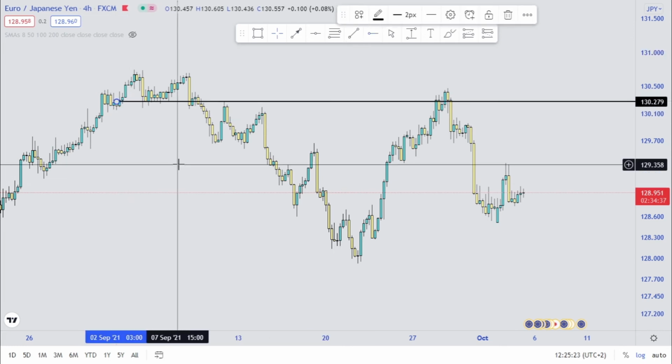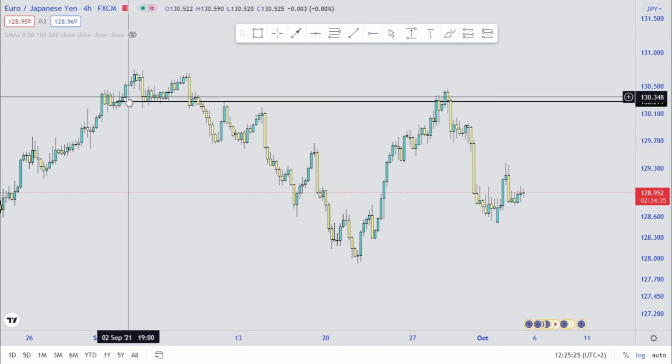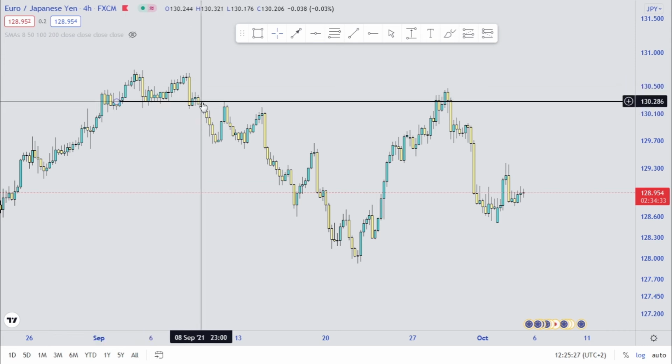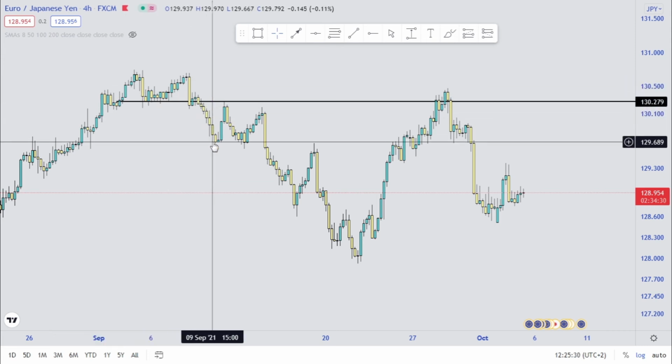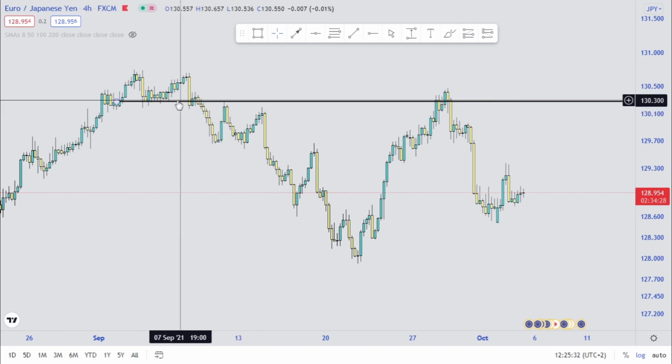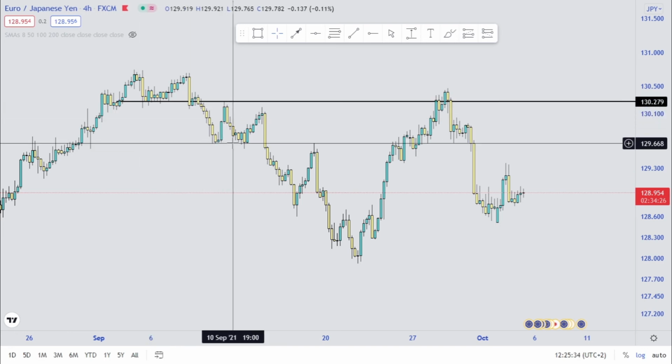As you guys can see right here, we have a beautiful box range right here. There we can see we have a structure break with new lower lows, descending correction back in this region, and price coming to test these lows again.